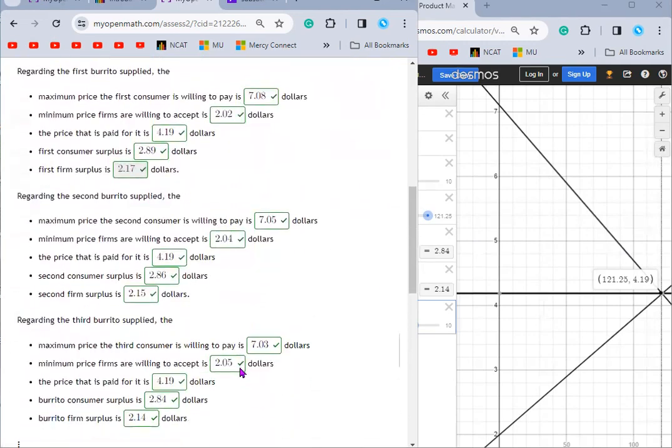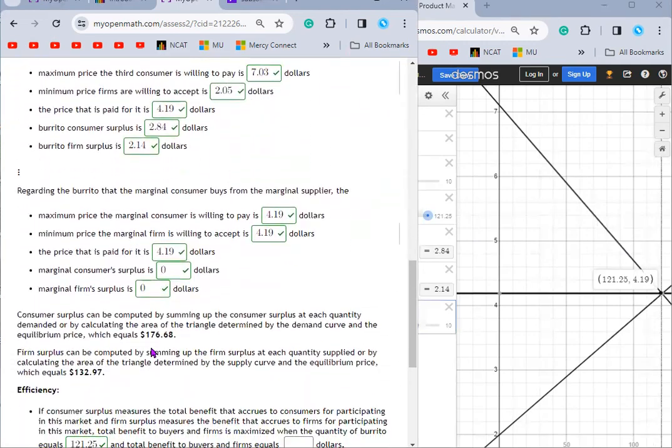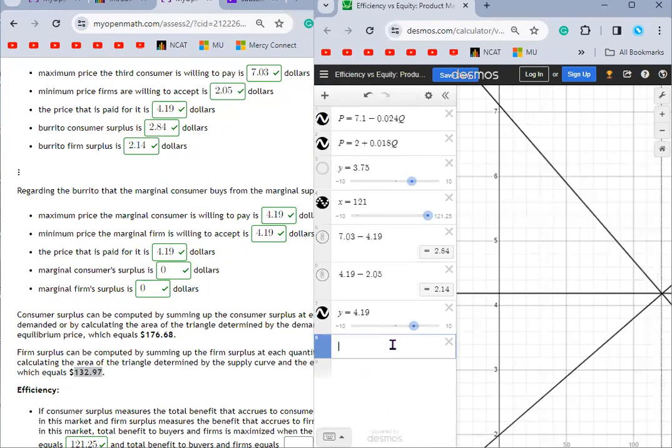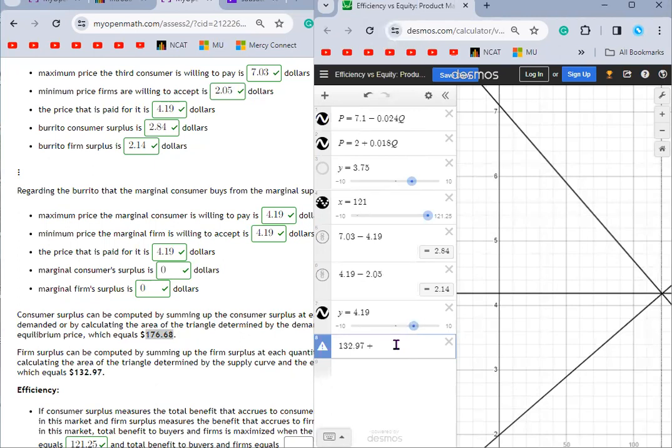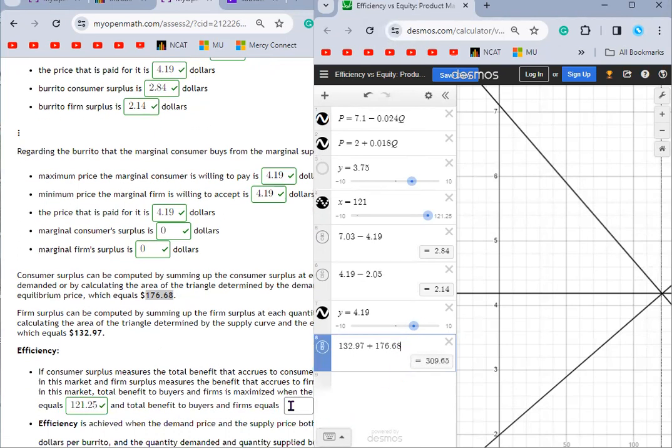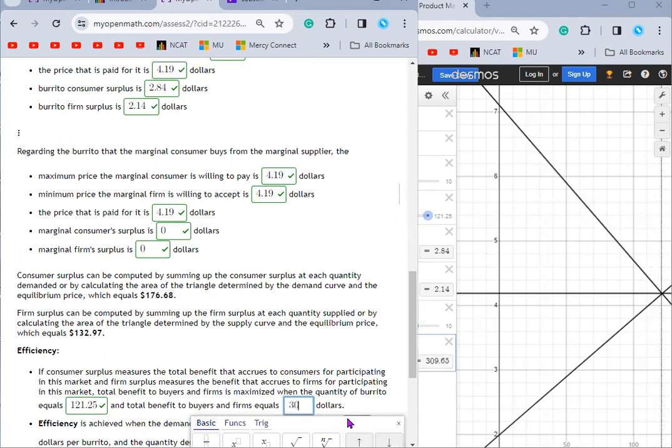And when that happens, you add the area of the upper triangle with the area of the lower triangle. So I'm going to copy these two. What I like about decimals is I can do the math in decimals too. I'm going to add these two up. Total surplus is 309.65. I'm adding these two numbers up, right?